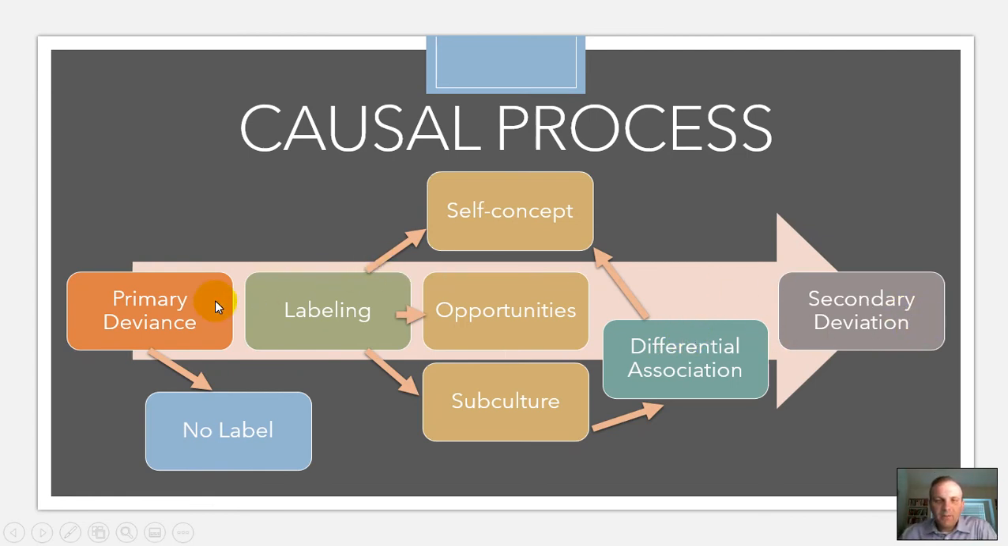But when that primary deviance is recognized, and a label is attached by the community, by a neighborhood, by a group, by society, it does three things simultaneously. First, it alters an individual's self-concept. Instead of being happy-go-lucky, all of a sudden all these people I go to school with think I'm a bad person, that I steal things, that I'm doing these drugs. That alters an individual's perception of themselves.